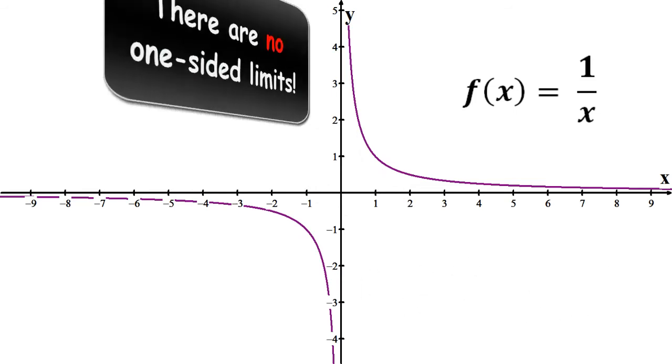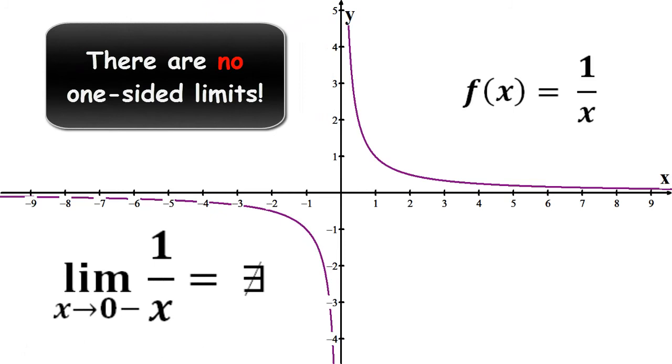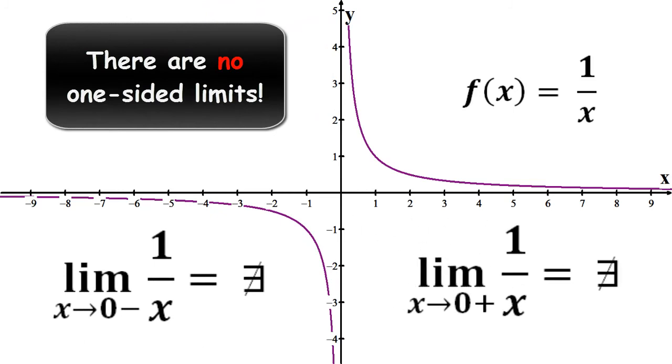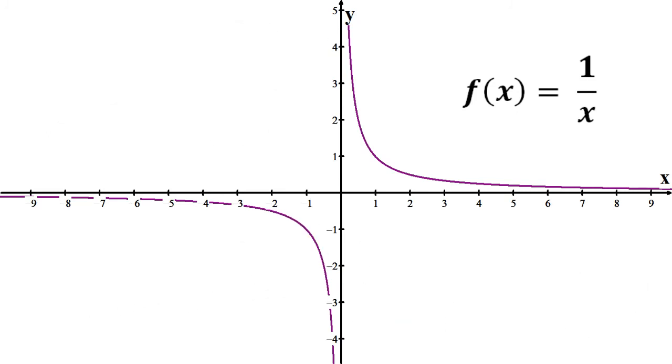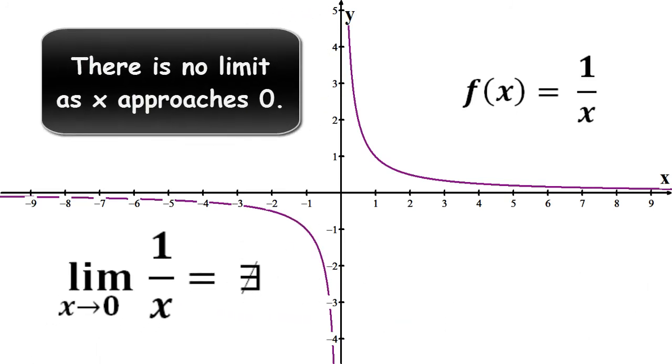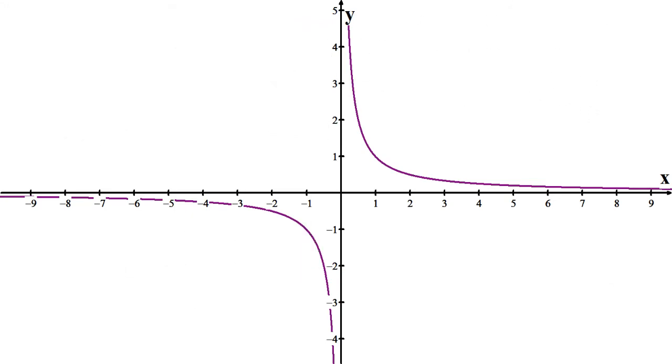Therefore, strictly speaking, there is no limit as x approaches 0 from the left nor the right-hand side, because it doesn't approach a fixed value. And as a consequence, since the one-sided limits don't converge to a same fixed value, there is no general limit as x approaches 0. It simply doesn't exist.